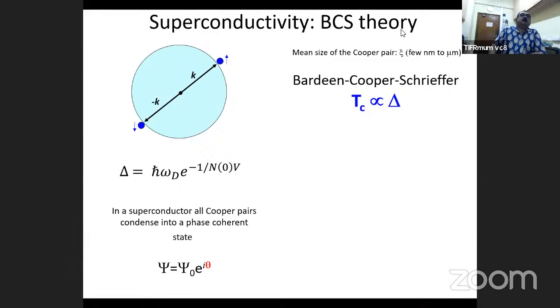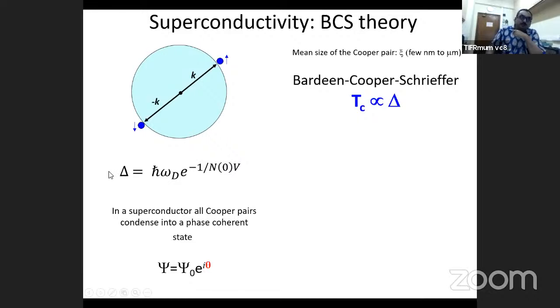So over the last few classes, we have studied essentially a phenomenon that is beyond BCS theory, as I have emphasized many times, and that is phase fluctuations, which is not considered within BCS theory. So let's just start with the BCS theory itself.